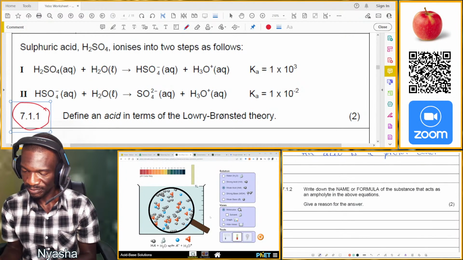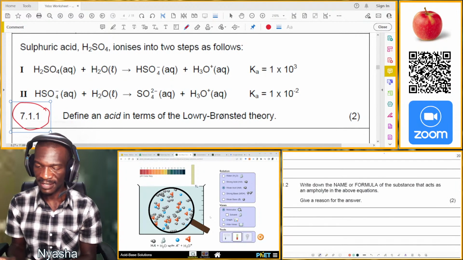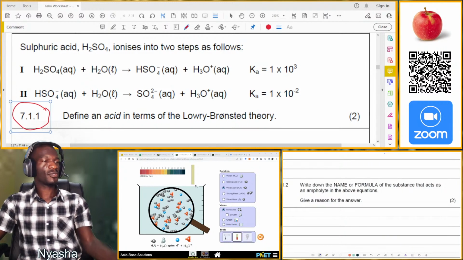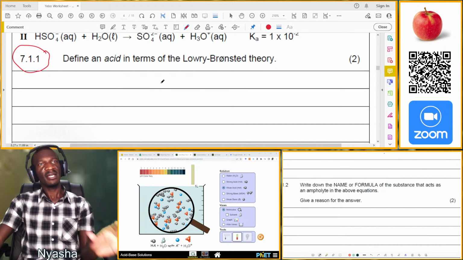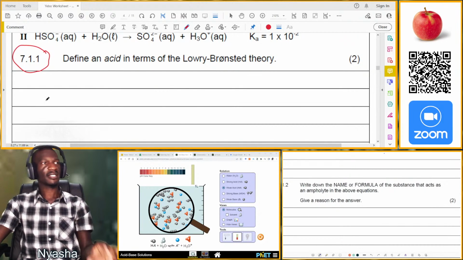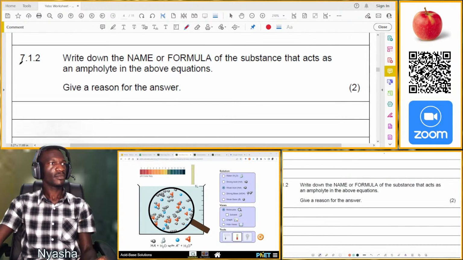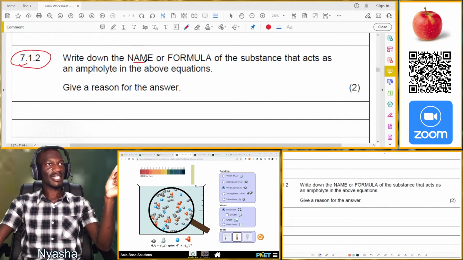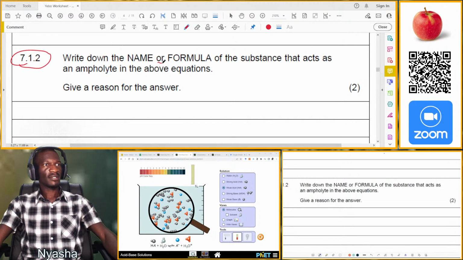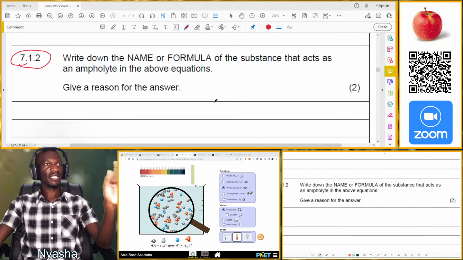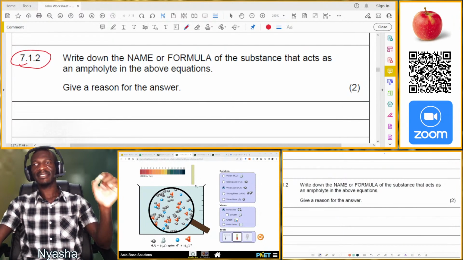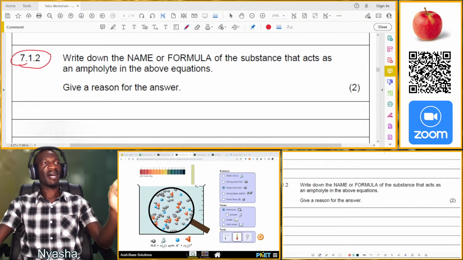Now, there is a second part, question 7.1.2. What does it say? So we've already written the answer for the first one. I hope that you can now do all that homework that is attached to this question. The second question reads as follows. Write down the name or the formula of the substance that acts as an ampholyte in the above equations.